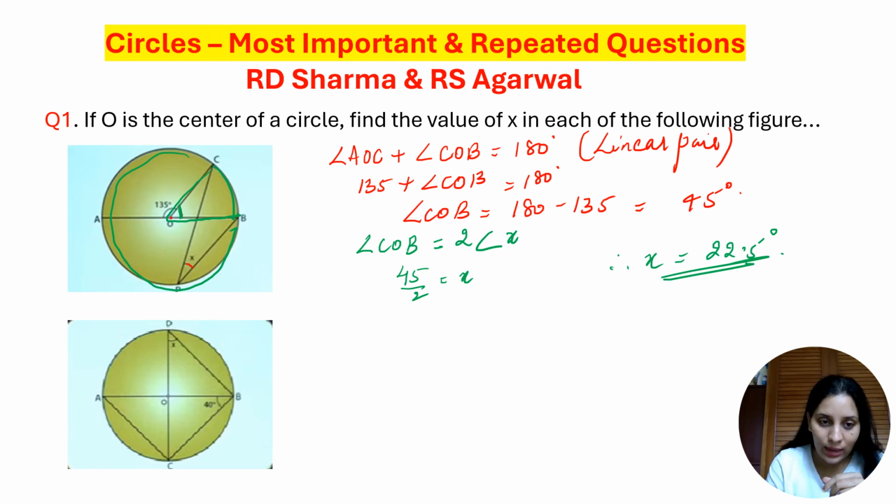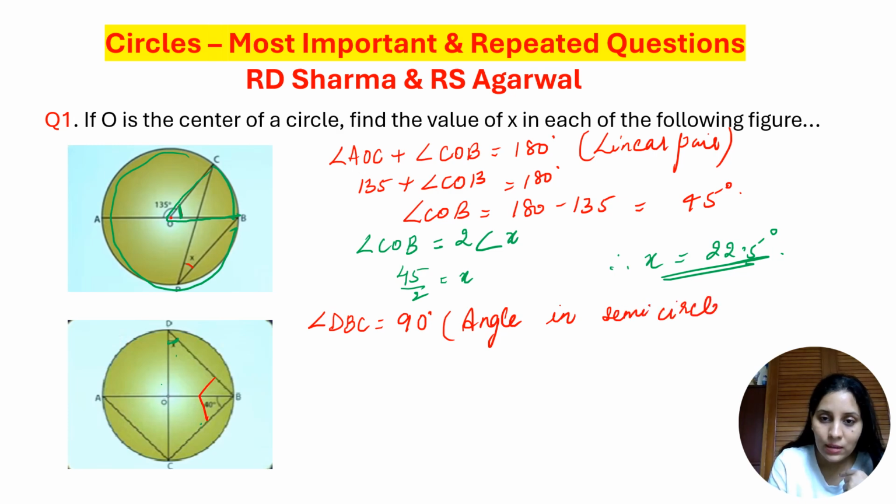Next, you again need to find this x. This is given as 40 degrees. Now O is the center, so I can say that this angle is 90 degrees. Angle DBC is equal to 90 degrees, angle in a semicircle. So if this is 40, this is going to be 50 degrees. 50 plus 40 is 90 degrees.